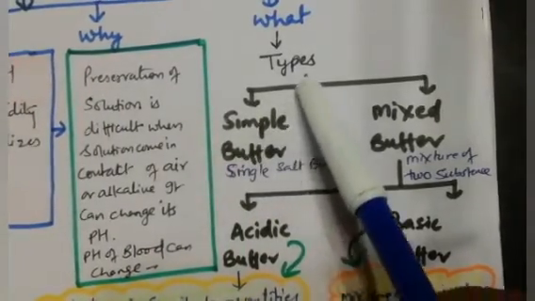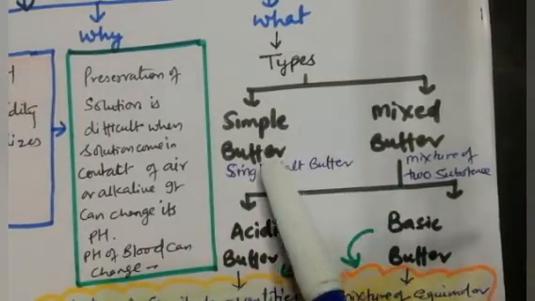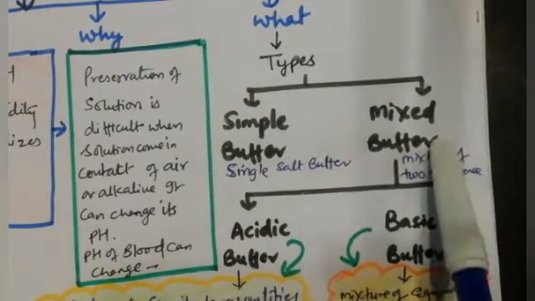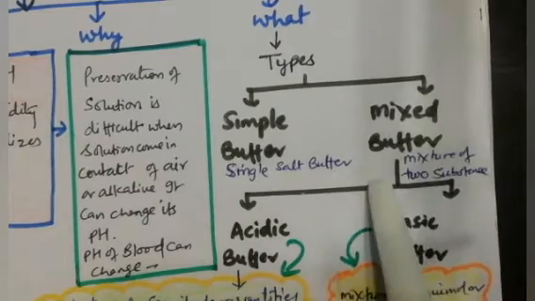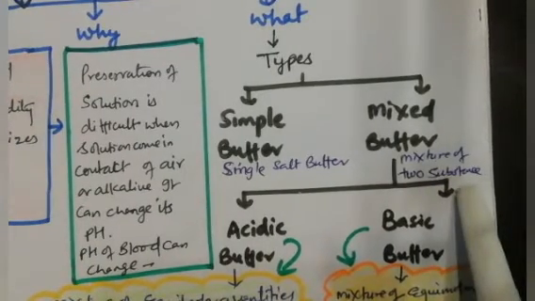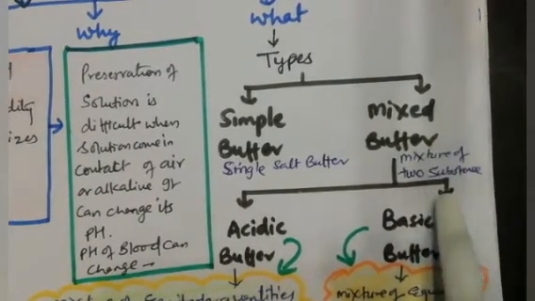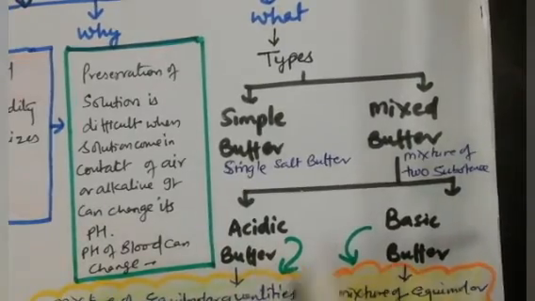There are different types of buffer: simple buffer and mixed buffer. A simple buffer is made up of a single salt. A mixed buffer is made up of a mixture of two or more substances. Mixed buffers are of two types: acidic buffer and basic buffer.